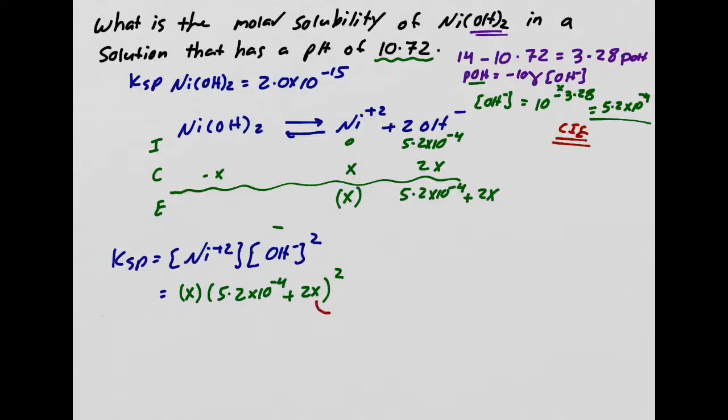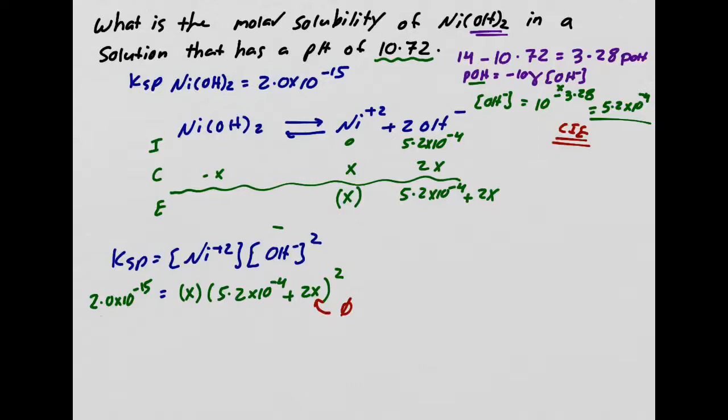Can we assume x is 0? You bet. We can assume x is 0 because look at this Ksp. The Ksp is so small. We have 2.0 times 10 to the minus 15. All right, so the Ksp is pretty small. And even though 5.2 times 10 to the minus 4 seems like a small number, it is a lot bigger than the Ksp that we have here. This is a lot bigger number than the Ksp. We can assume x is 0.